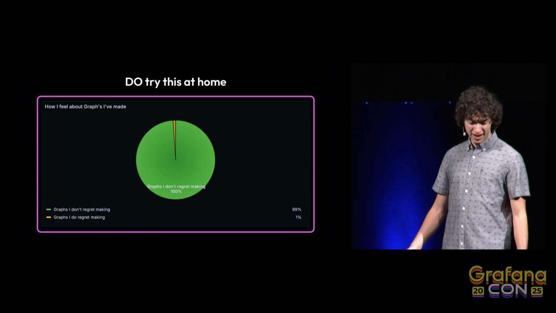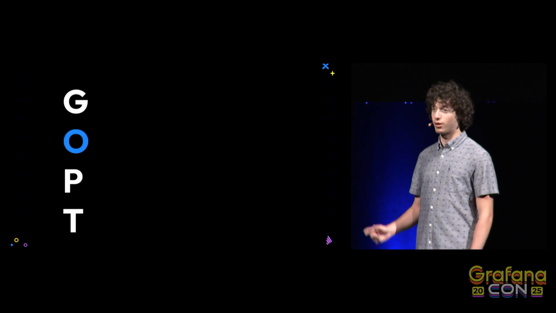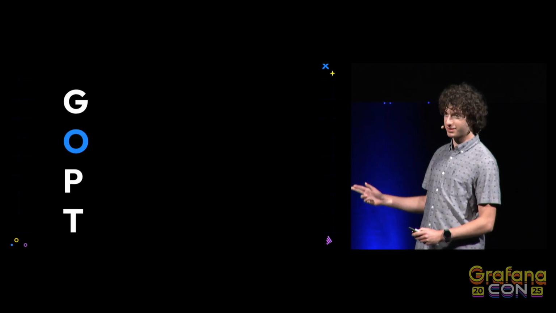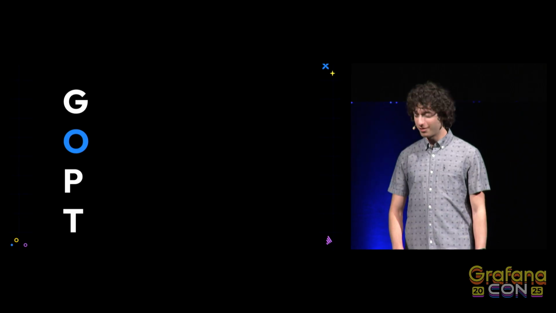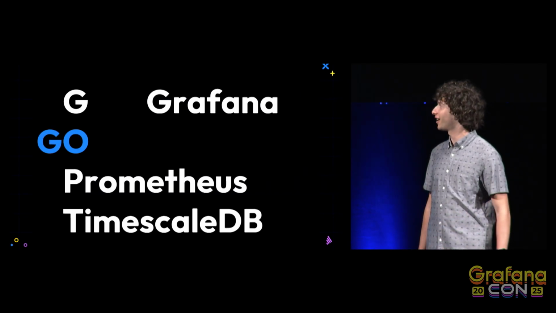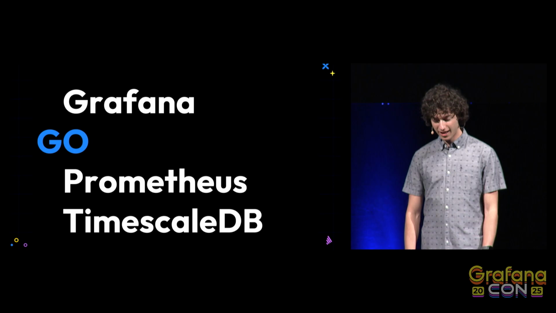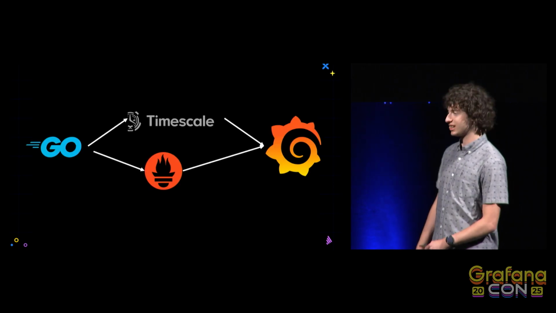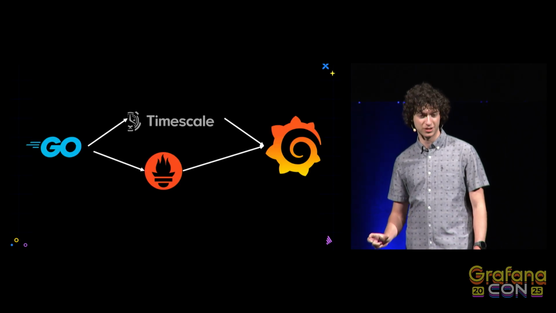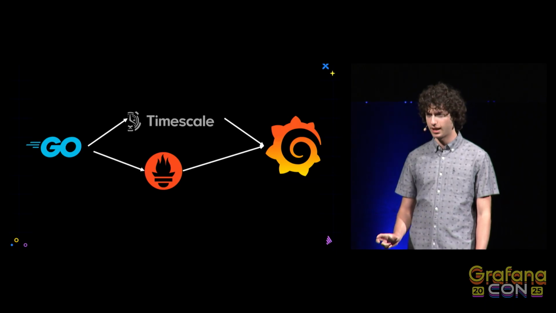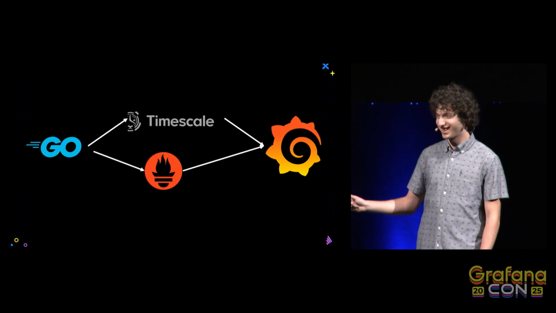Oh, and you might be asking, well, what's your stack, bro? Well, I'm proud to introduce the G.O.P.T stack. It makes use of Grafana, Go, Prometheus, and Timescale. And it looks something like this when you use it. I write a lot of my scraping scripts that scrape from unauthenticated APIs in Go.